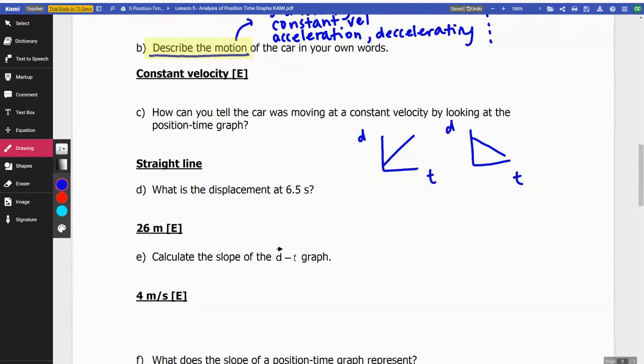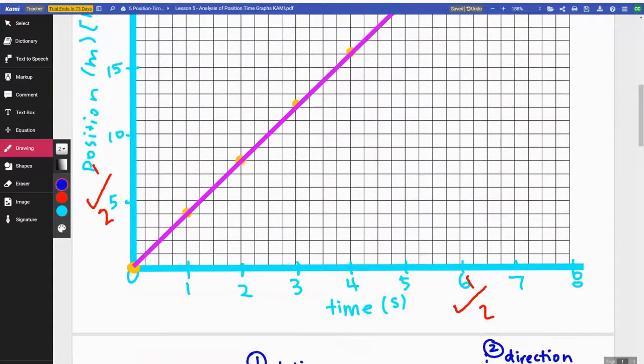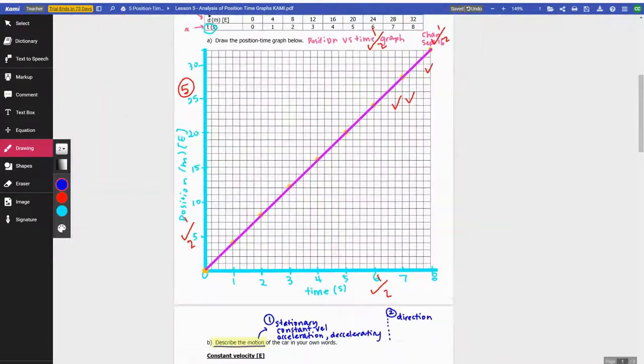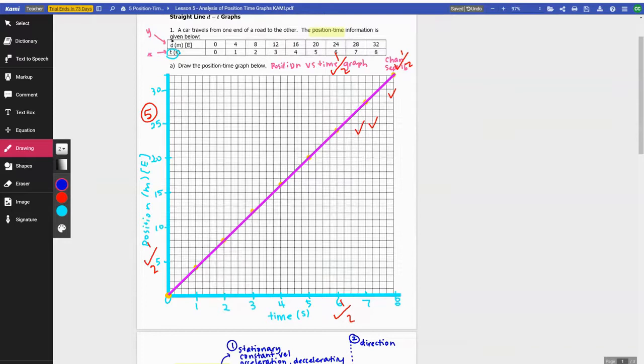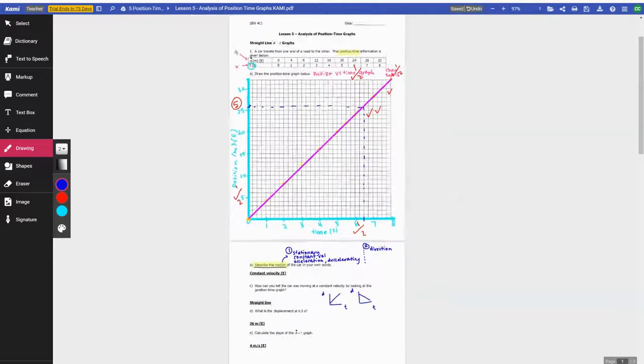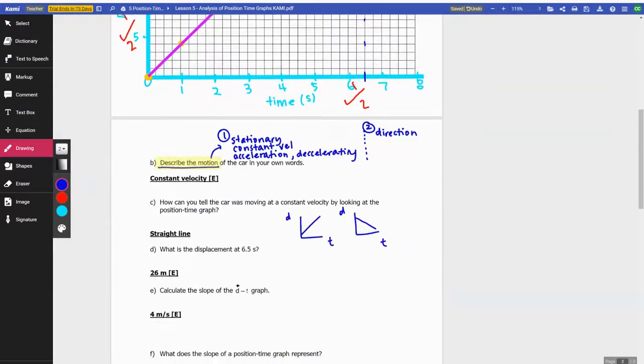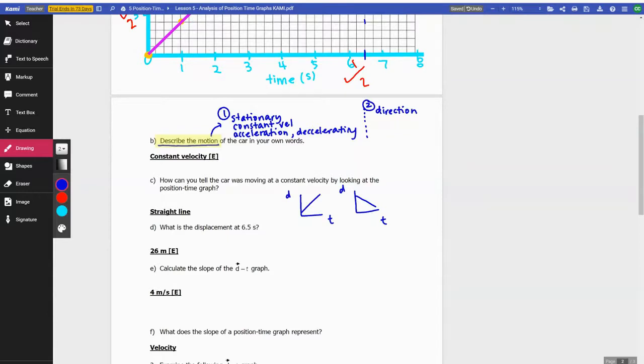They're asking you, what is the displacement at 6.5? So we go up to 6.5 seconds and we're trying to extrapolate the information. I'm going to scribble a little bit. I can always erase. So 6.5 is right here. I'm going to go up to 6.5 and go across, and take a look. It looks like it is at 26. So this is now at 26 east.